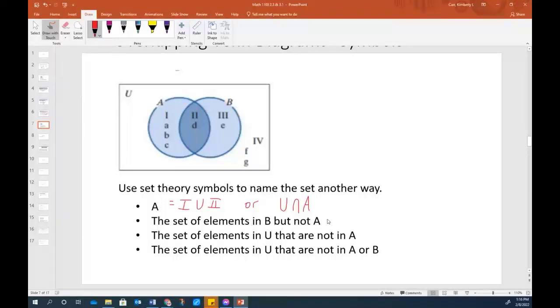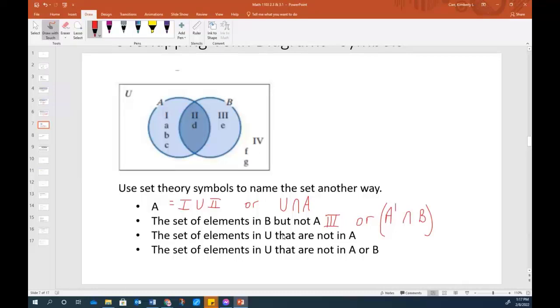Elements in B that are not in A, that is section 3. Section 3 right here. So here's just another way I could have said that one. The complement of A is everything not in A. And then I can intersect that with B. This means it has to be in B because that's part of the intersection, but it can't be in A because that's what the complement means. Okay, and so that refers to section 3.